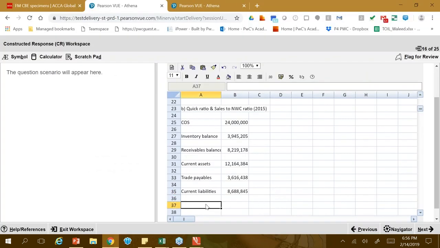And once I've got this one, we can simply now do the quick ratio. The quick ratio is current assets, which are B31, over current liabilities, which are B35. So B31 over B35 gives us the quick ratio. Okay. Any questions here up to this point?